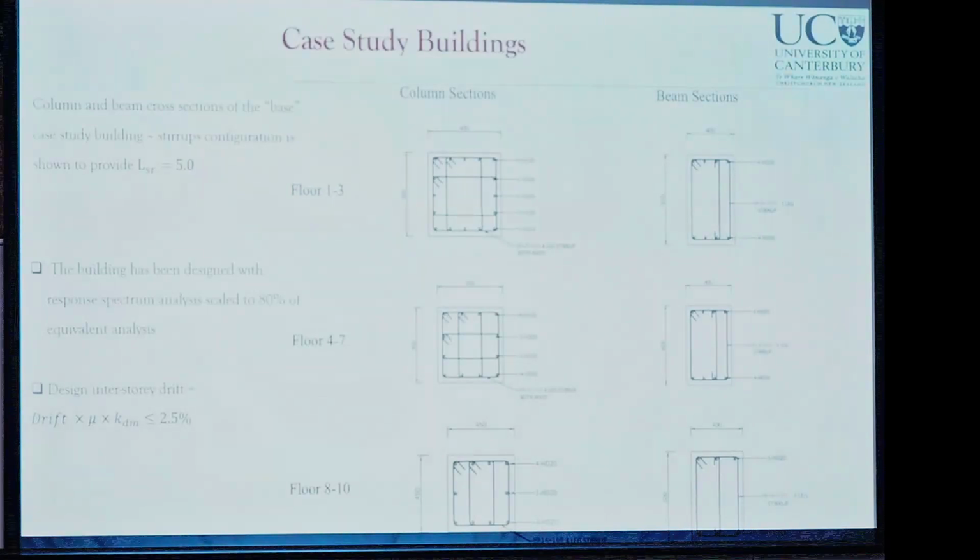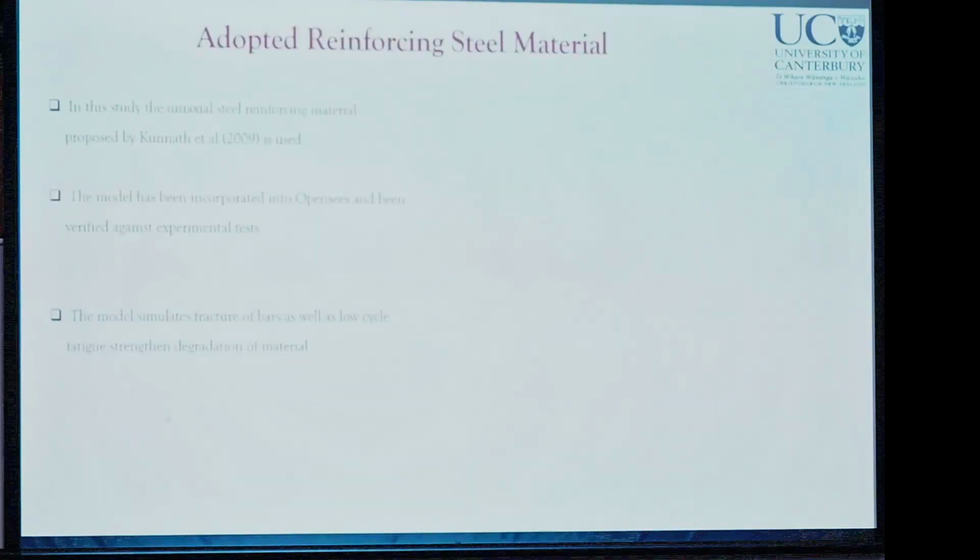Because we got the base shear less than the equivalent static procedure, we scaled it up to 80% of the equivalent static procedure, just to push the design to the limits of the code. We limited the interstory drifts to the maximum allowed in the code, 2.5%, and in the New Zealand code drifts are simply calculated using this equation.